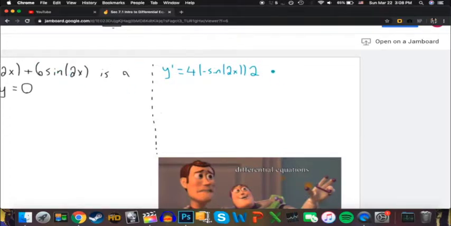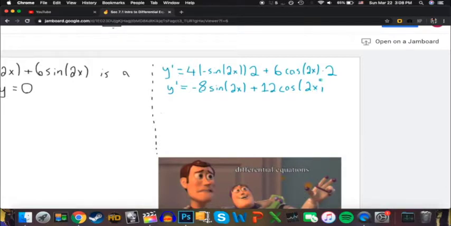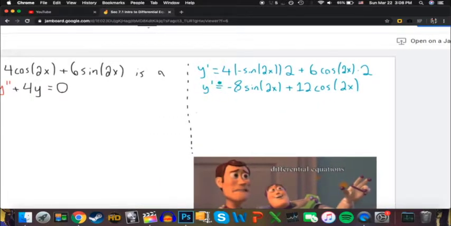Similar with the second term here, we're still going to have a plus 6. And then derivative of sine is cosine 2x. And we take the inside function there for its derivative, and that's also going to be 2. So if we simplify that out, we get a negative 4 times 2. That's going to give us a negative 8 sine of 2x plus 6 times 2 is going to give us 12 cosine of 2x.